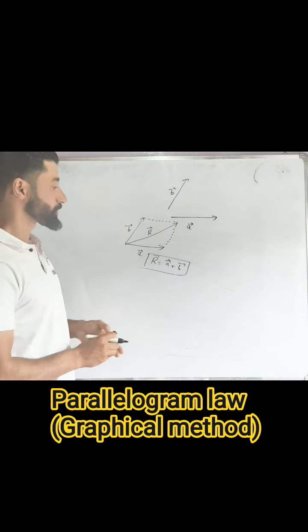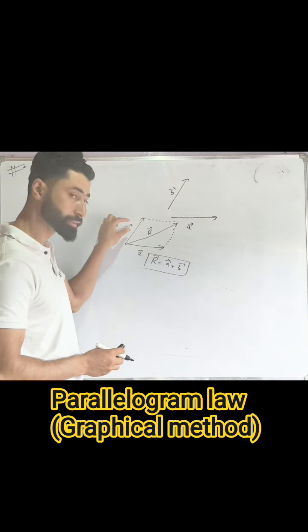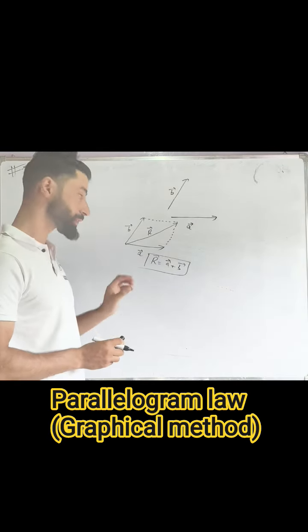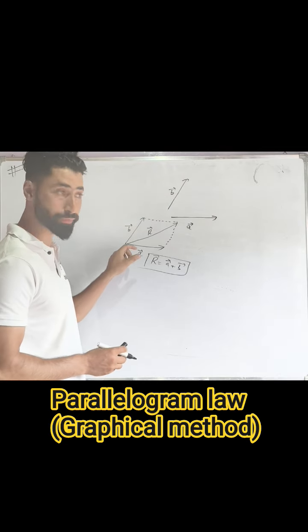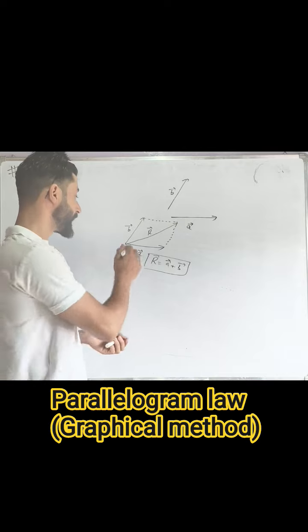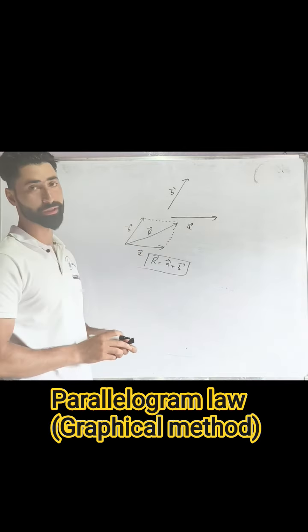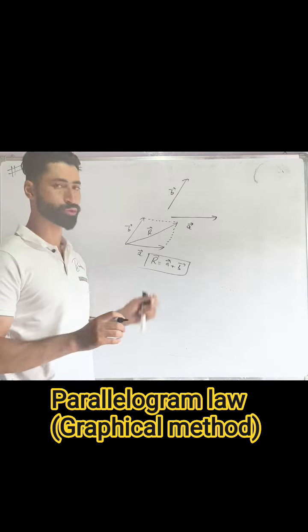So the parallelogram law states that if you have two vectors, and if they represent two sides of a parallelogram in magnitude as well as in direction, then the diagonal of this parallelogram will give me the resultant of these two vectors.